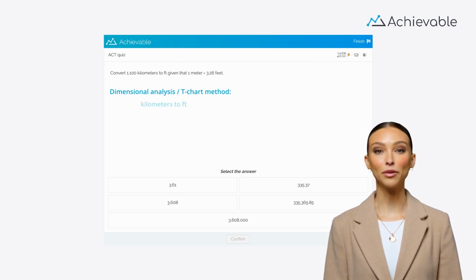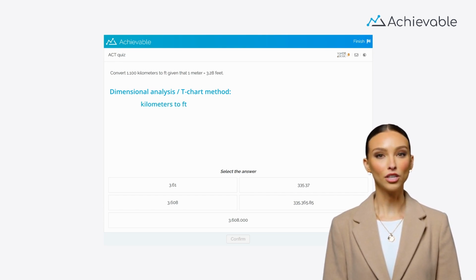Now we want to go from kilometers to feet. We're given a conversion from meters to feet, so we'll need to go through meters first. Here's the conversion path. Kilometers to meters to feet. Let's fill in the chart step by step.